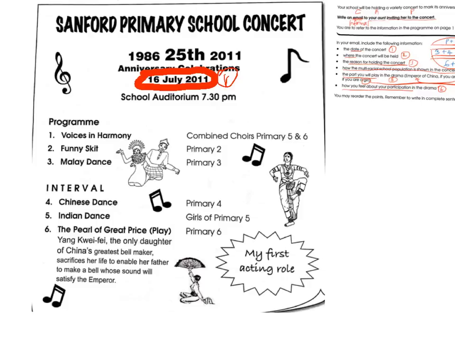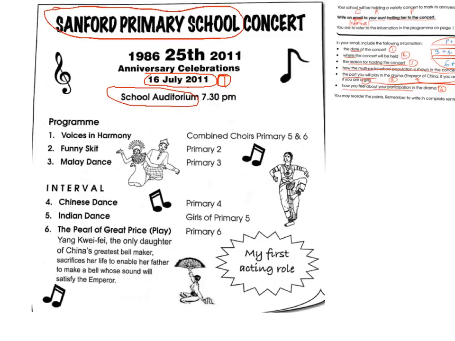I'm going to label that. Next, the location. Where is this concert going to take place? It's going to be in the Sanford Primary School auditorium, right? These 2 points are going to give me my second point. And final point, these 2 points are going to go into the first paragraph, so I'm going to keep them in red. The next 3 points are going to fit into paragraph 2, so I'm going to change my color to orange. And we're going to identify the next 3 points.